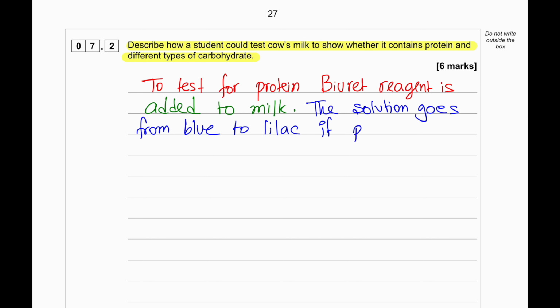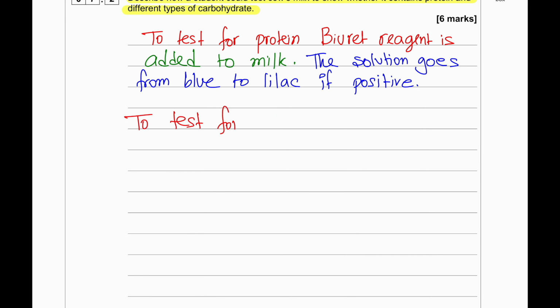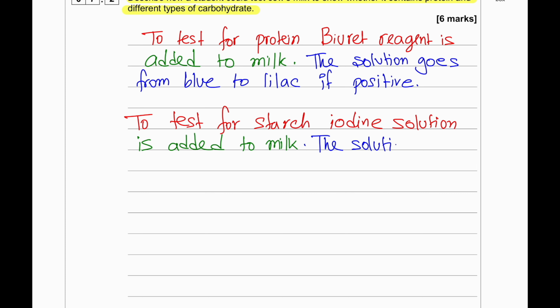Now, to test for starch present in the cow's milk, the student can use iodine solution, and by adding the iodine solution to the milk, the solution will go from orange brown to black if there is starch present.